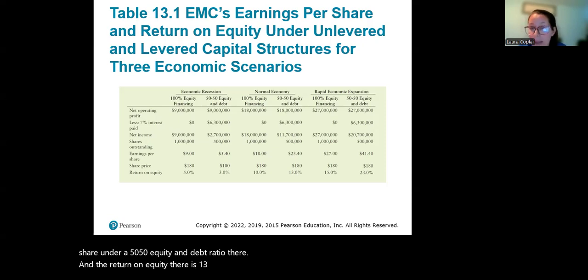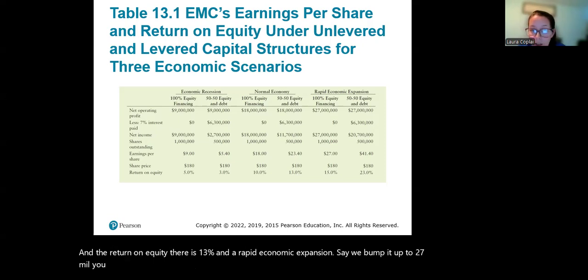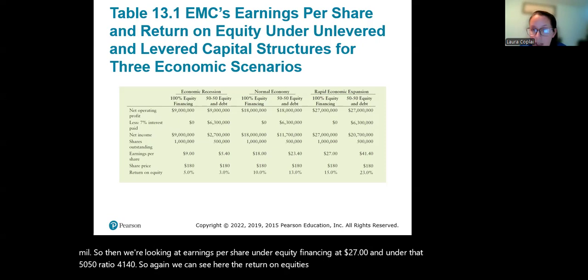And a rapid economic expansion, say we bump it up to 27 mil. So then we're looking at earnings per share under equity financing at $27 and under that 50/50 ratio, $41.40. So again, we can see here the return on equity is also increased under that 50/50 equity and debt.